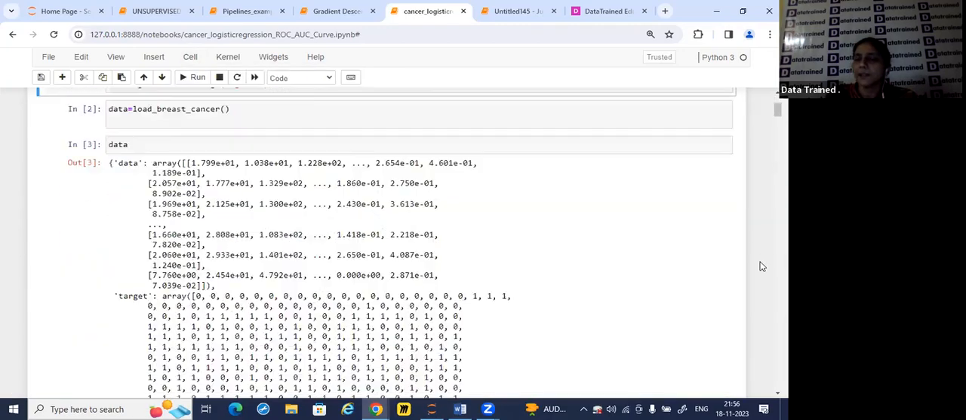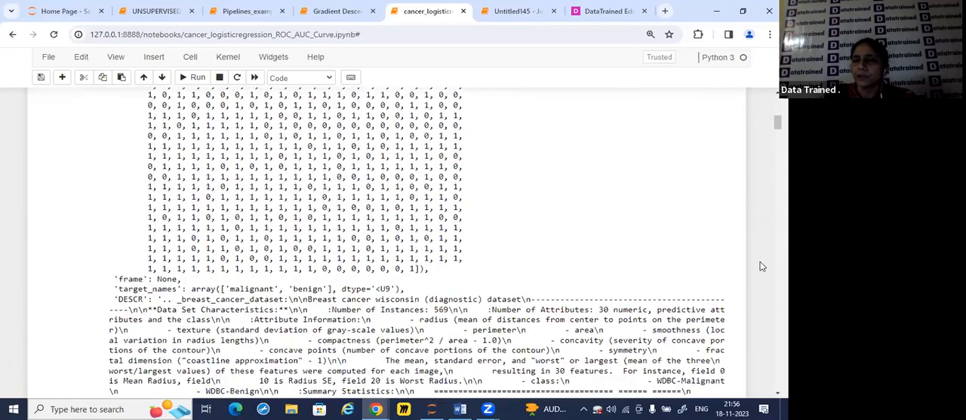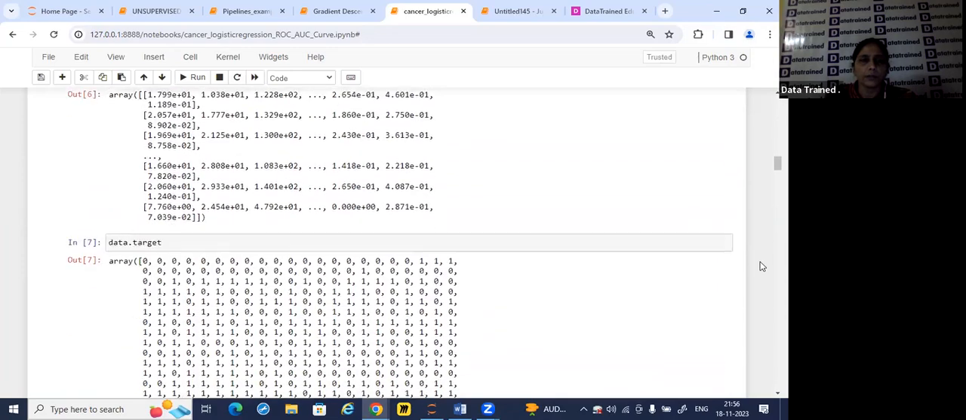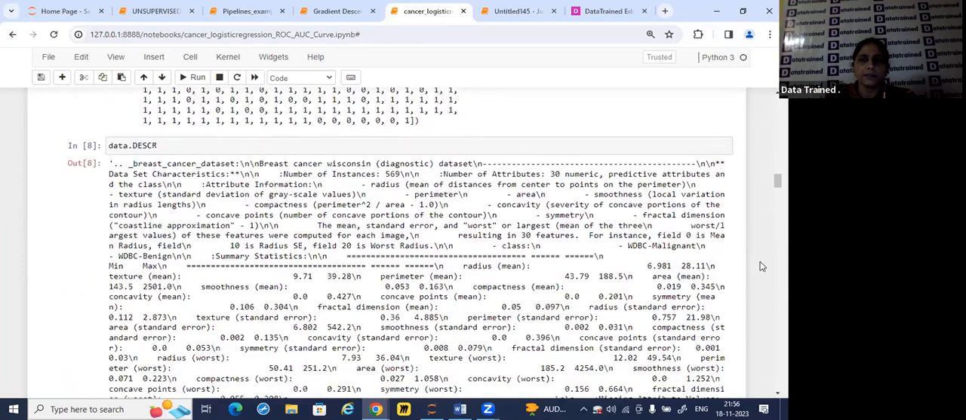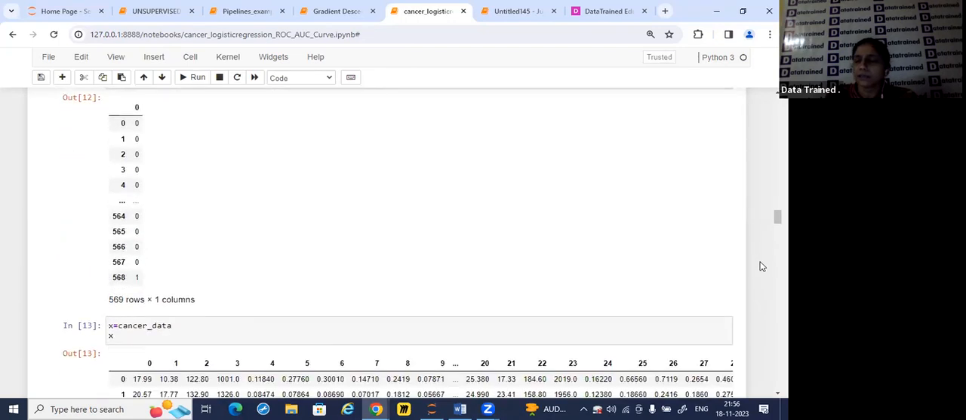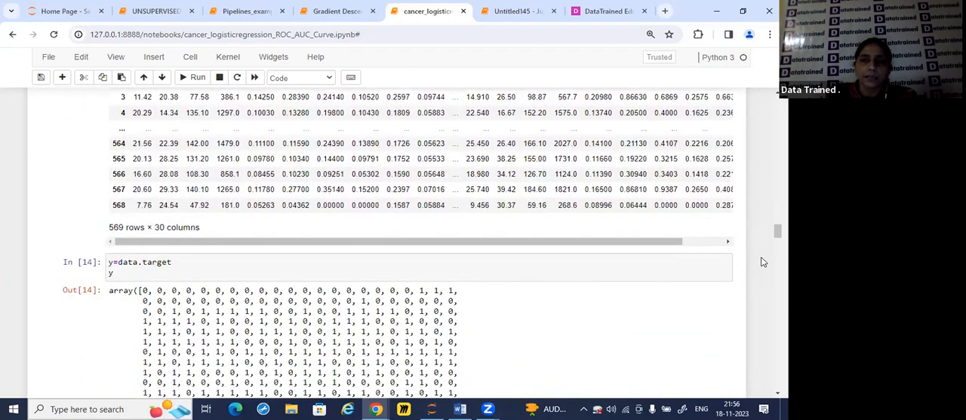This is the file I had opened, the cancer file. You can open any of the binary files, even the cancer file. This file is already based on binary evaluation, that is, whether the person is suffering from cancer or not.